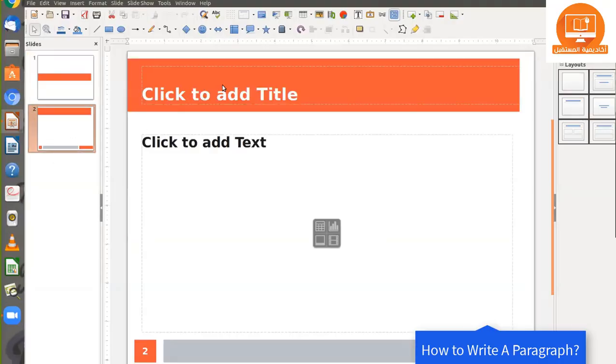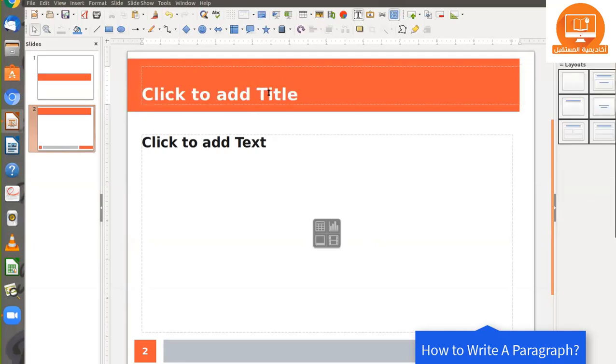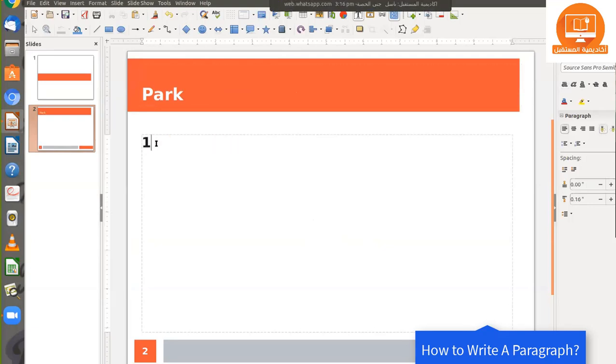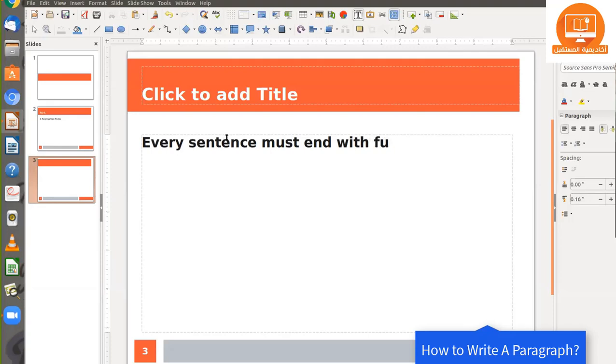Now, what should I write? I will write a paragraph about the park. Okay, now I did my graphs, and I will start writing about the park. First of all, in your sentence, you must follow punctuation marks. It means every sentence must end with a full stop. For example, when I write a sentence like, I go to the park.